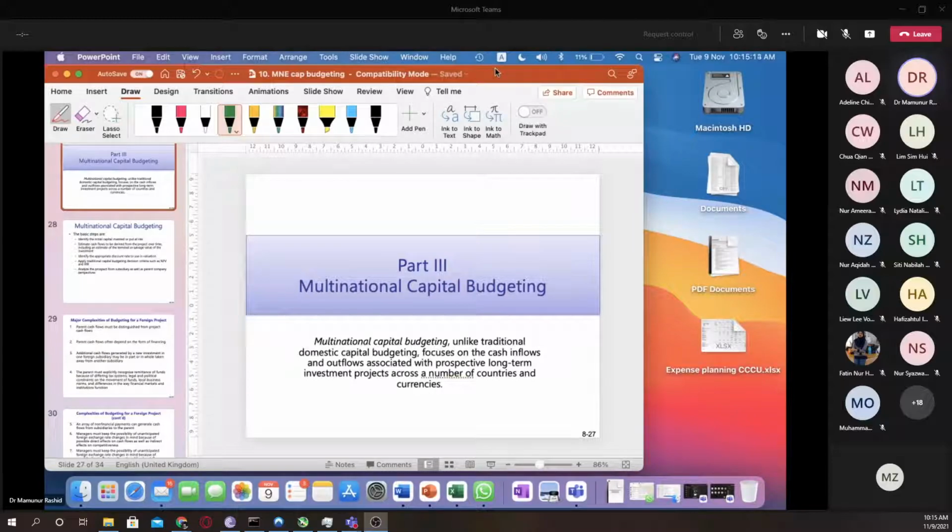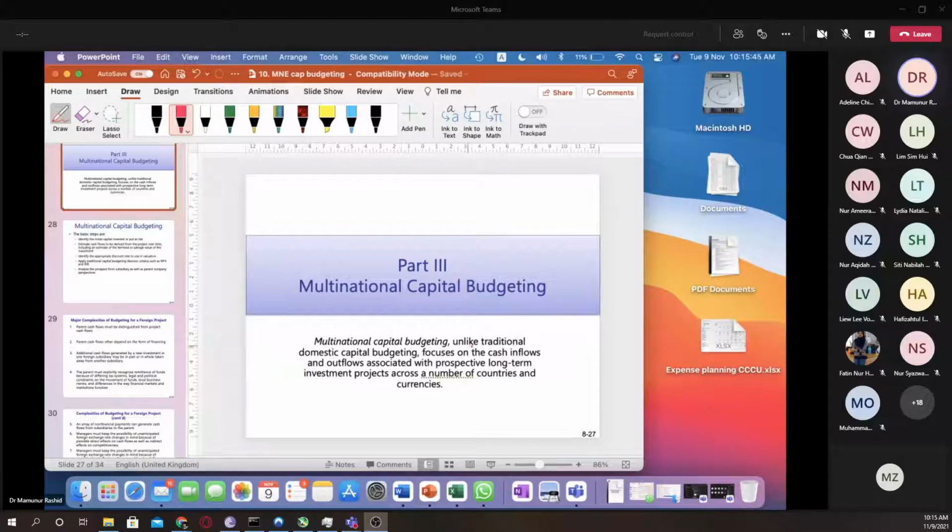Okay, everyone, welcome back. So we are discussing political risk, and now we will move into capital budgeting, multinational capital budgeting. Now, capital budgeting has a specific process that we need to follow, and the process includes estimation of cash flows and then using a technique to analyze the cash flow.